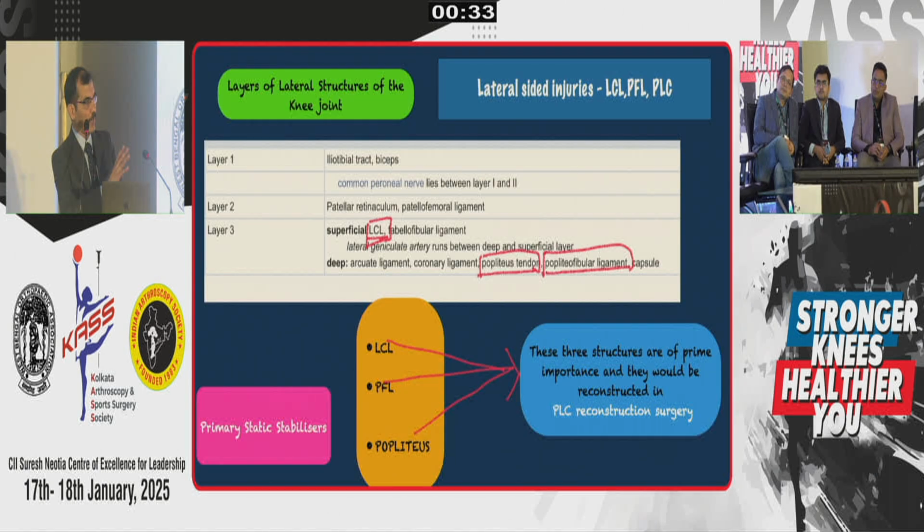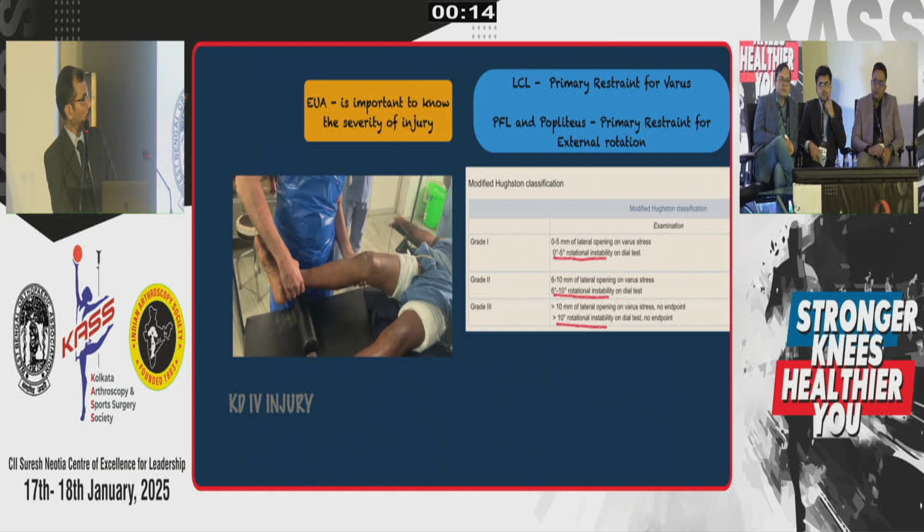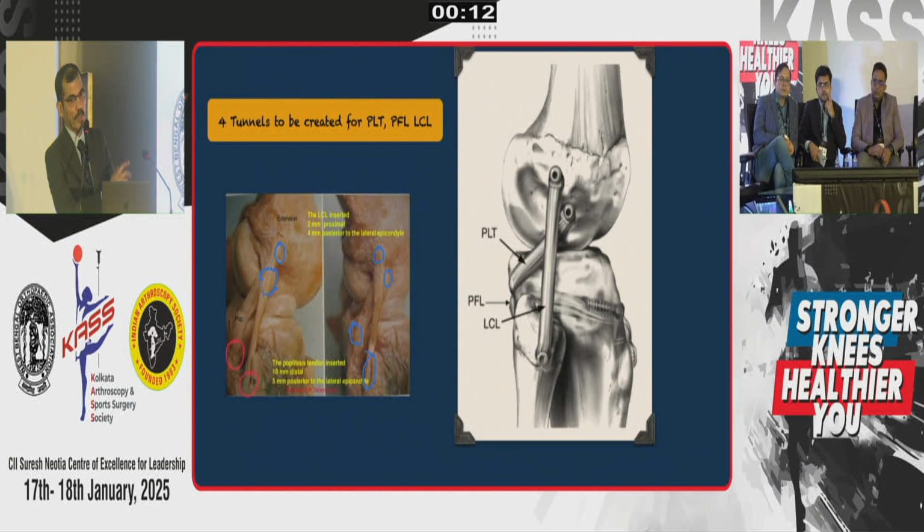For example, if it is the lateral side, we are only focusing on these three structures: LCL, PLC and popliteofibular ligament, because these are shown to be the three main static stabilizers of lateral sided injuries. Though you have three layers, you are only focusing on these three structures. So this is an example of that. I think just skip these slides because they have already been discussed.